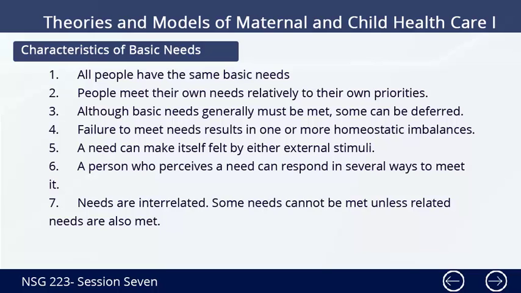7. Needs are interrelated. Some needs cannot be met unless related needs are also met. E.g., the need for hydration can be altered if the need for eliminating urine is not met.